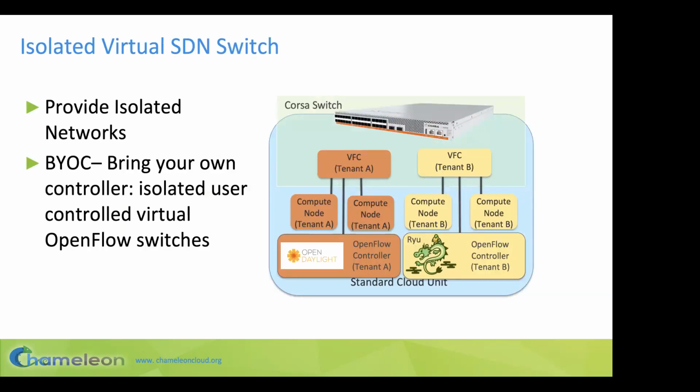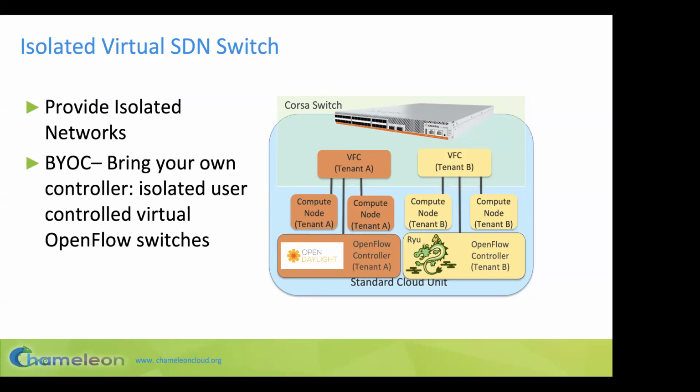So what does this look like? How do we do this? What do we provide to the users? Inside a rack of computers, these racks with Skylake nodes, we have these Corsa switches at the top of the rack. And what we can do, as I've kind of mentioned already, is allow multiple different tenants or users to create their own virtual forwarding context in the switch. And we can connect to those virtual forwarding contexts OpenFlow controllers that the tenants deploy.